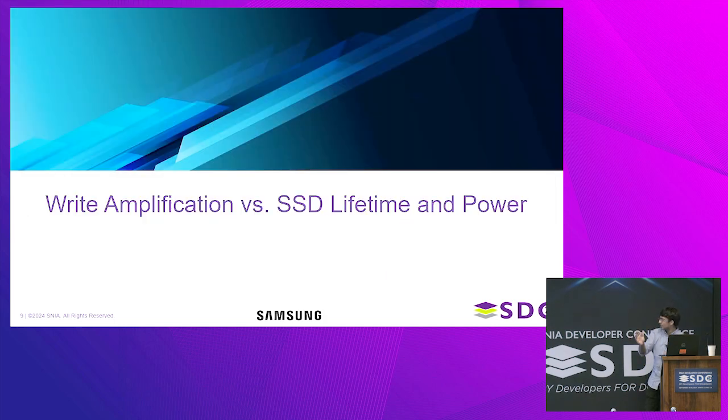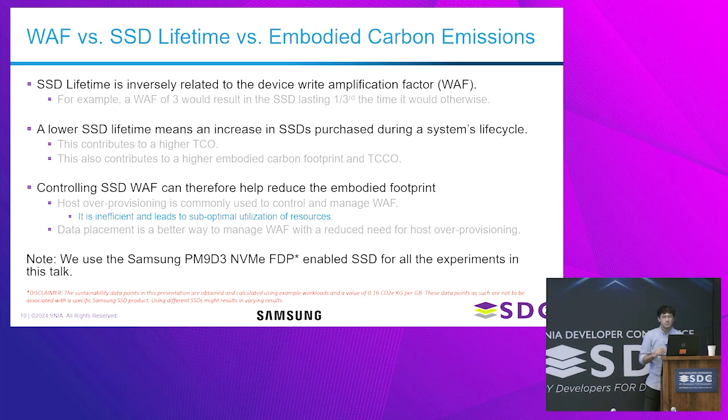So with that context, what does that mean to an SSD and SSD metrics? So we all know that write amplification factor is a proxy measure for endurance of SSDs. So if your WAF is high, it means your SSD lifetime is going to be lower. So taking an example, if your WAF is 3, it would mean that your SSD would last for a third of the lifetime that it would if your WAF was 1.